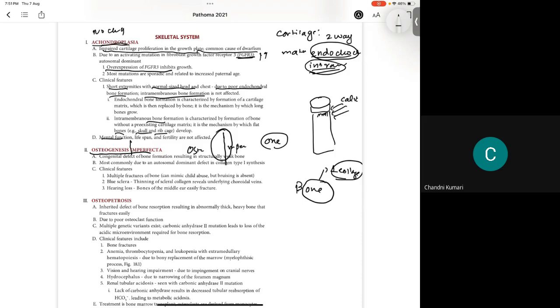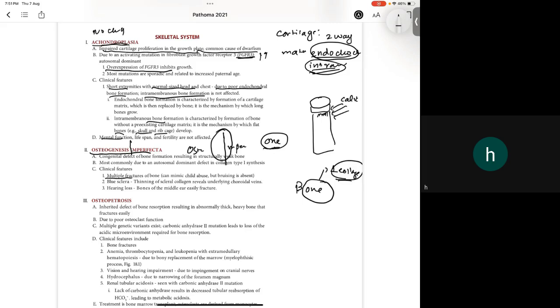So in osteogenesis imperfecta, it is an autosomal dominant defect in collagen type 1 formation. If collagen type 1 isn't formed properly, it means bones won't form properly. Am I right? The bones are going to be really weak. So we are going to have multiple bone fractures.